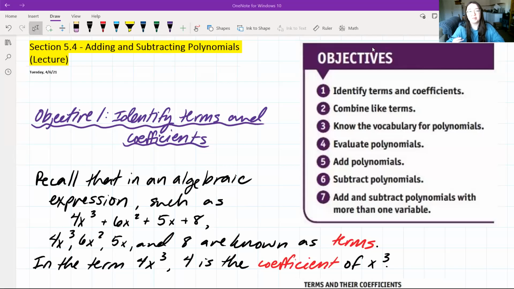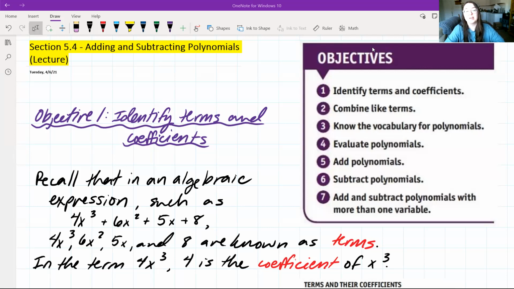Hello everyone, we're going to be going over section 5.4, which is on adding and subtracting polynomials. So we have 7 objectives of this section. Our first one, to identify terms and coefficients, combine like terms, know the vocabulary for polynomials, evaluate polynomials, add polynomials, subtract polynomials, and lastly, add and subtract polynomials with more than one variable.